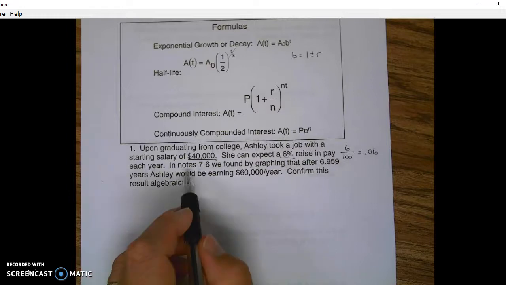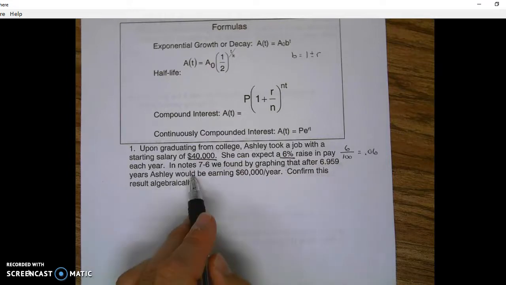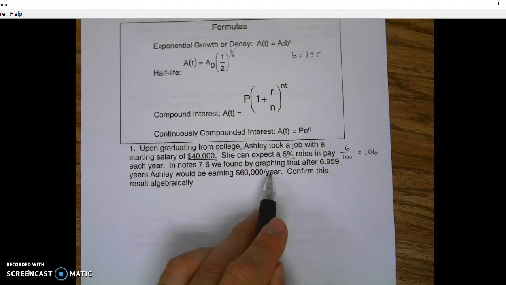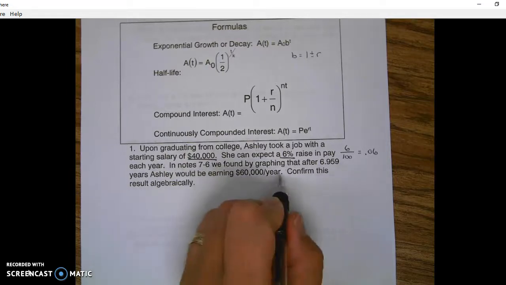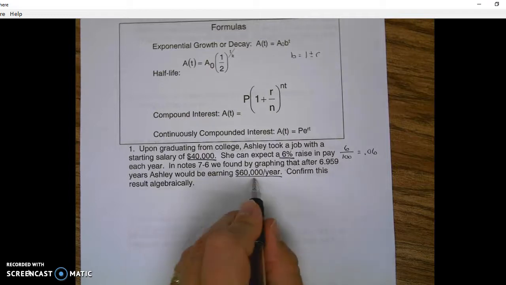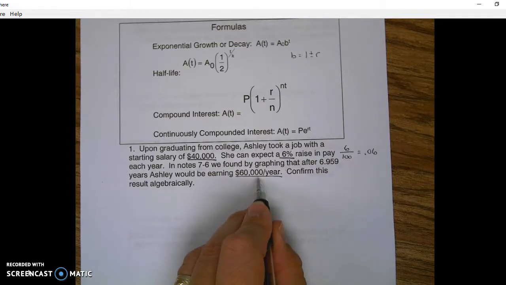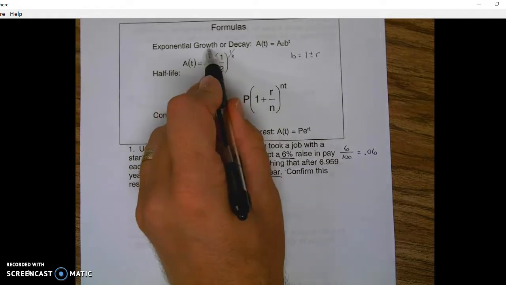So in the notes, it says that after 6.959 years, Ashley would be earning $60,000 per year. Confirm this result algebraically. So they give us the result, the answer, if you will, or the ending amount. Okay? So this is going to be a growth problem.